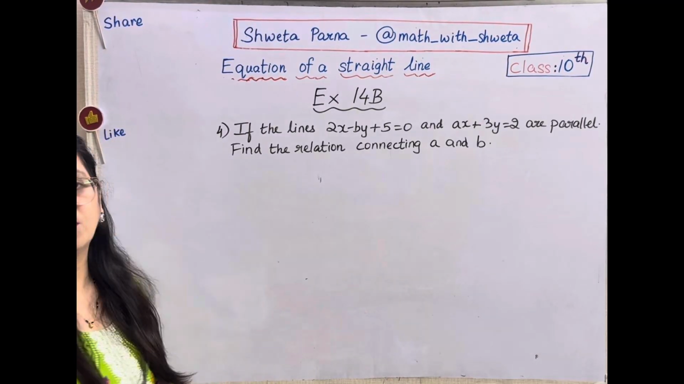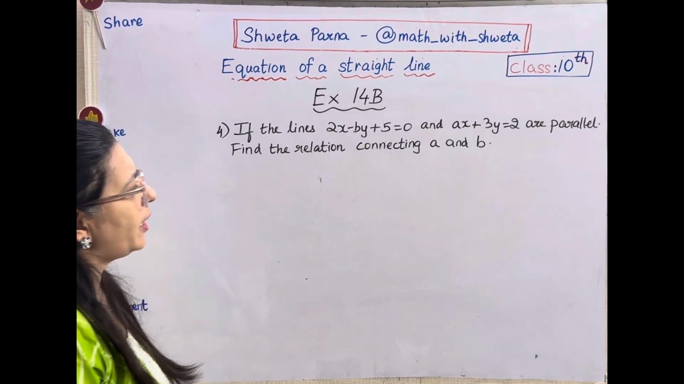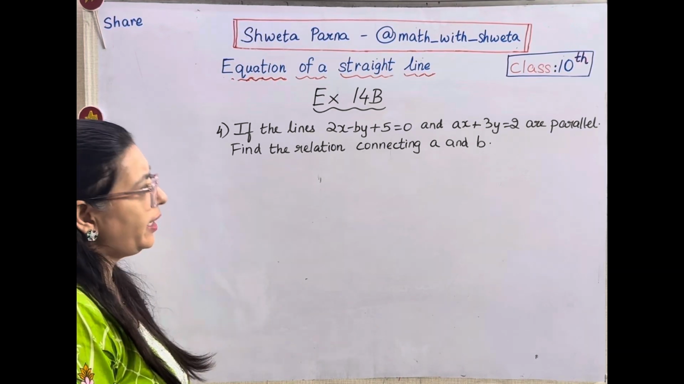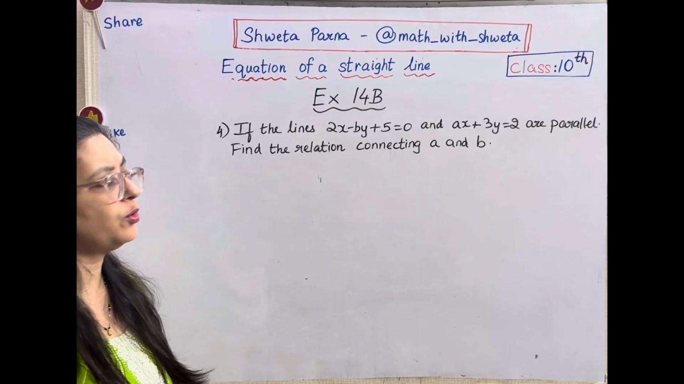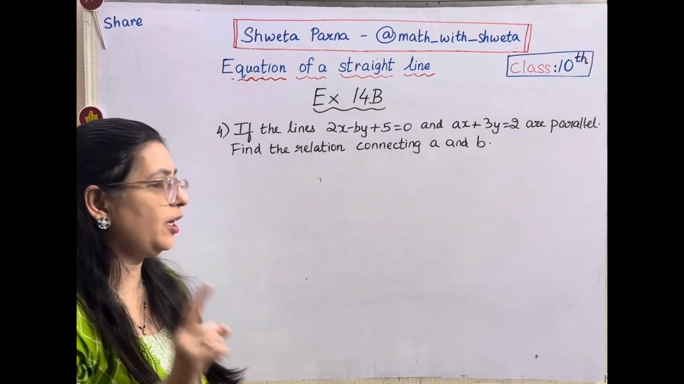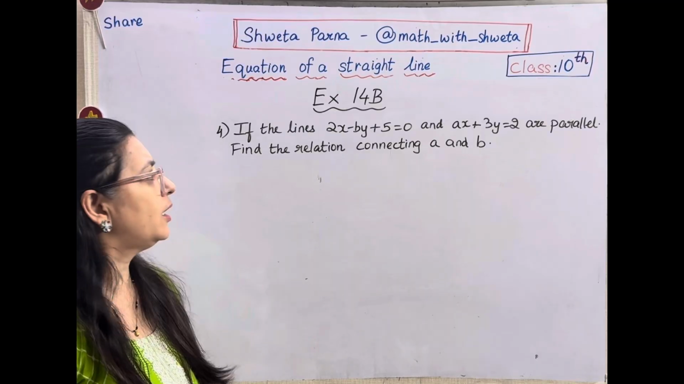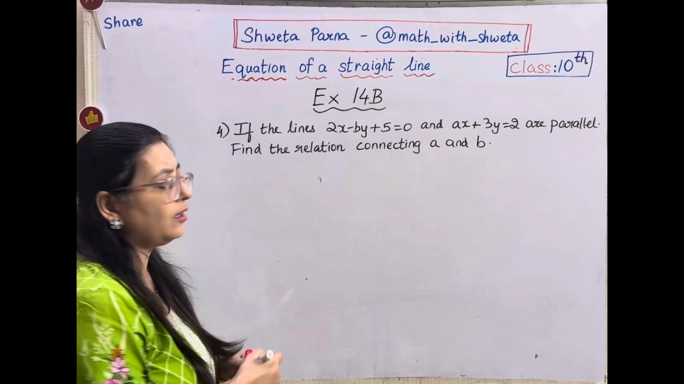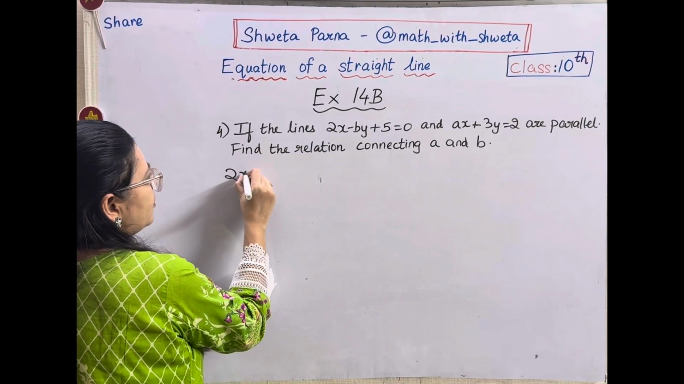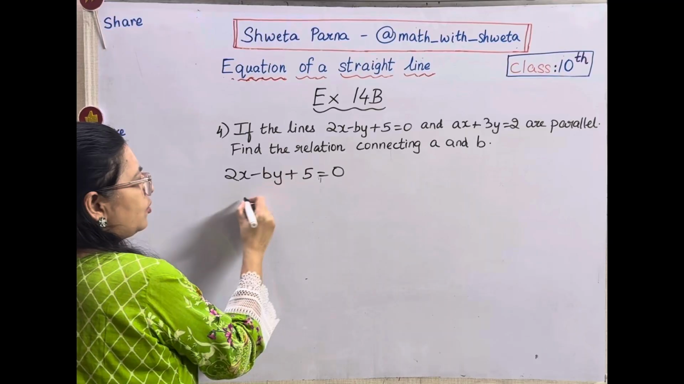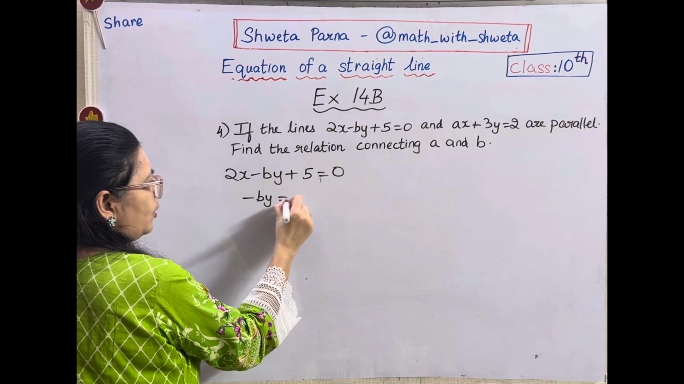Yes kids, let's go to question number 4. If the lines 2x minus by plus 5 is equal to 0 and ax plus 3y is equal to 2 are parallel. So if they are parallel, that means their slopes should be equal. You have to find a relation connecting a and b. First, let's get the slope. So 2x minus by plus 5 is equal to 0. So minus by is equal to 2x.